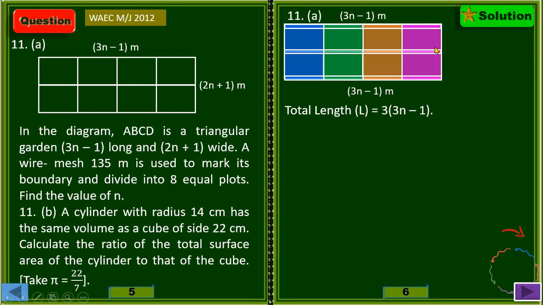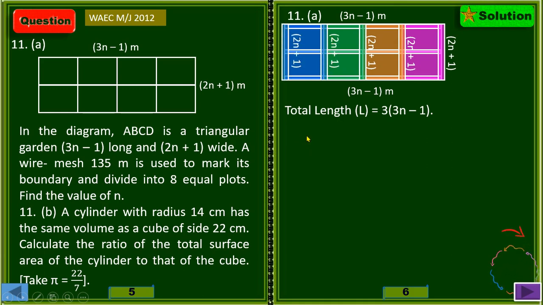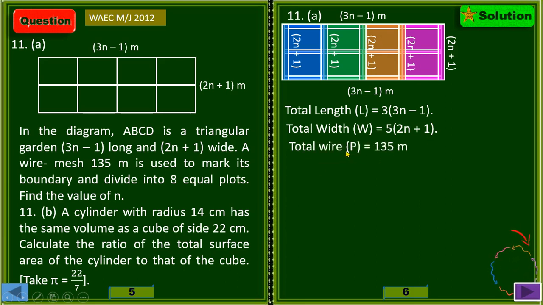Then we are going to get the total width also. This is the first width, 2n plus 1. This is the second one, 2n plus 1. The third one, 2n plus 1. The fourth one, 2n plus 1. And this is the fifth one, 2n plus 1. So the total width for this plot will give us 5 in bracket 2n plus 1 bracket closes. Therefore, the total length of the wire required, or the perimeter of the fencing, is 135 meters. That is what is given in the question here.